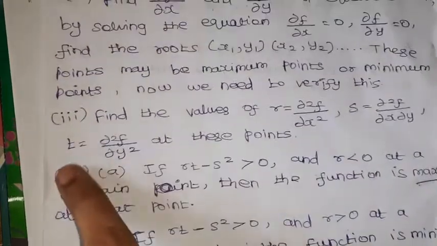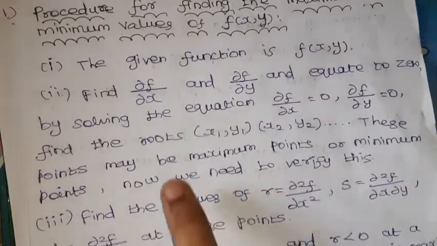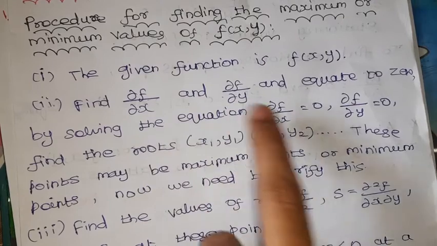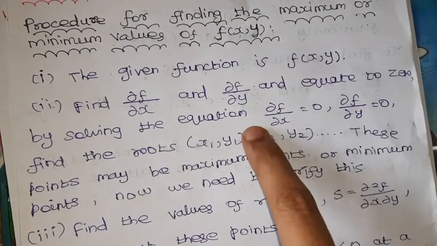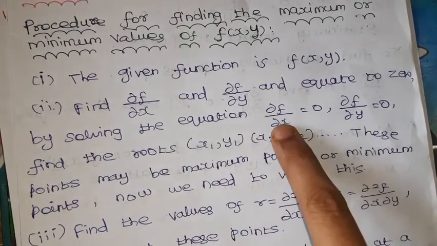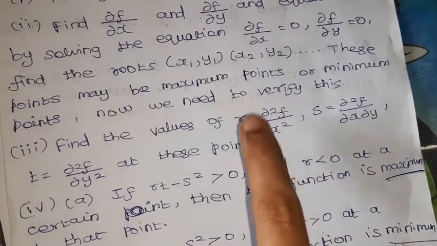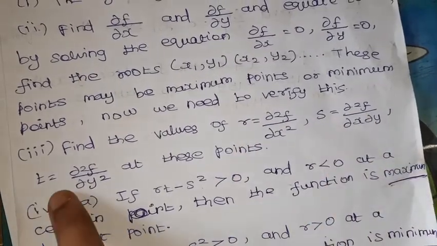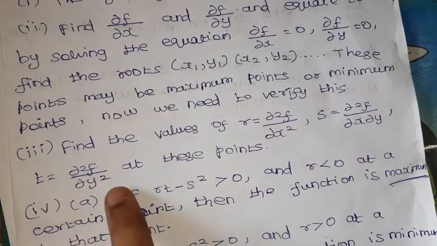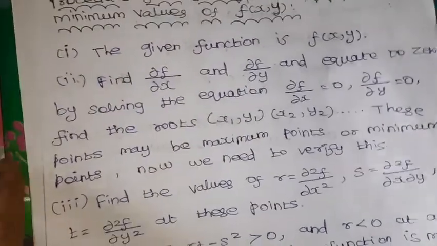I am again saying, we know what r, s and t are, right? How to find the points? Equate dou f by dou x equal to 0 and dou f by dou y equal to 0. dou f by dou x equal to p, dou f by dou y equal to q, dou squared f by dou x squared equal to r, s equal to dou squared f by dou x dou y, and t equal to dou squared f by dou y squared. Then what are all the conditions?